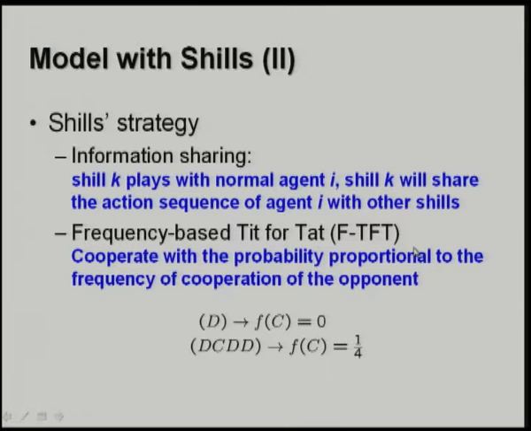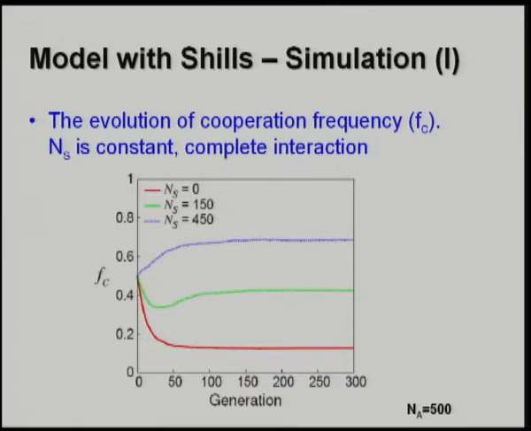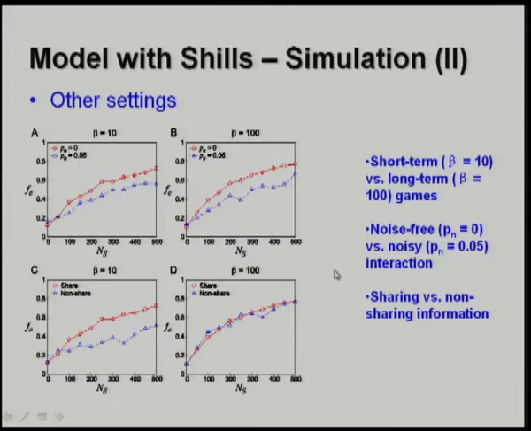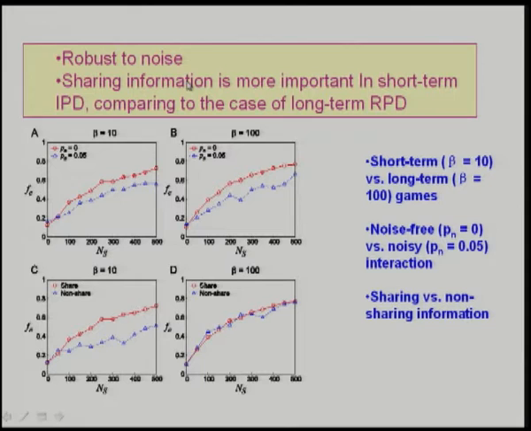In this model, we have done some simulations. We can see the red line has no shills, and the cooperation level is very low. The green line is where we put 150 shills into the group, and the blue line is 450. We found that with more shills, the cooperation level increased. We also tested other parameters, and found that this mechanism is robust to noise, and that sharing information is more important in the short term, that is, when beta is a small value compared to the case of a long-term prisoner's dilemma game.